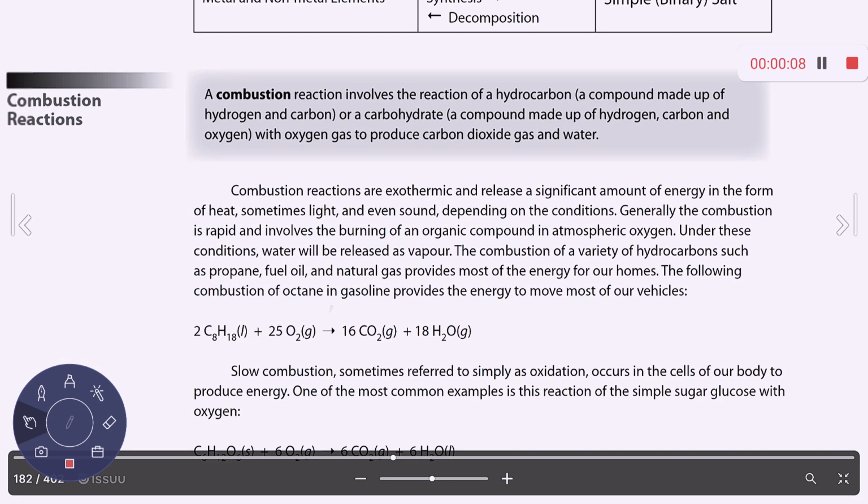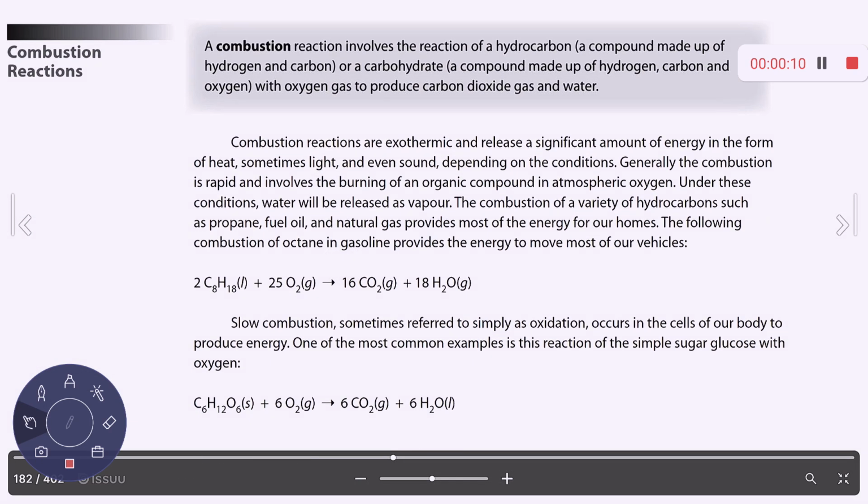When I take a hydrocarbon, or a carbohydrate for that matter, and I react it with oxygen gas, I'm going to produce carbon dioxide and water. Combustion reactions release a ton of heat. That's why they are exothermic. And if you got in a car to come to school today, combustion is how you got here.